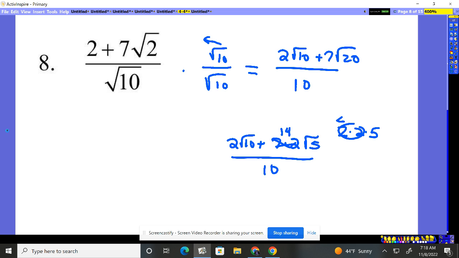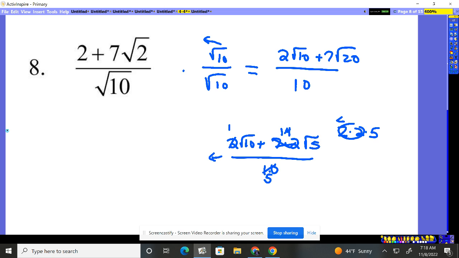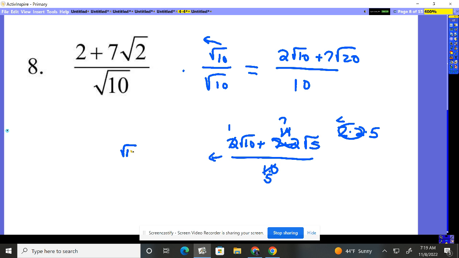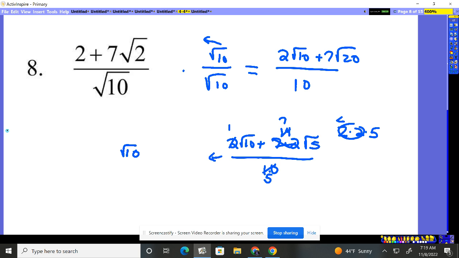Now, we can simplify this again, because notice the numbers up front. Don't worry about what's in the radicals, but you have a 2, a 10, and a 14. They all can be divided by 2. So I'm going to divide him by 2, which makes him a 5, and him by 2, which makes him a 7. So we end up with 1 root 10, which is just root 10, plus 7 root 5, all over 5.